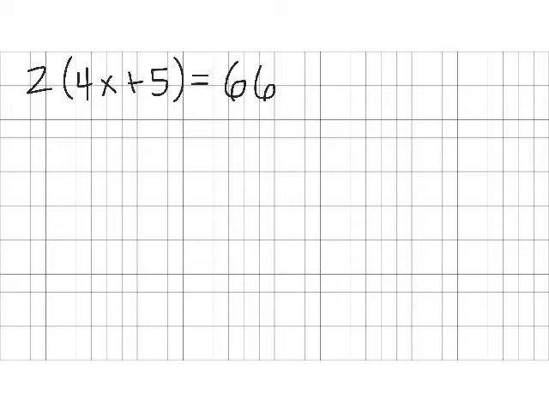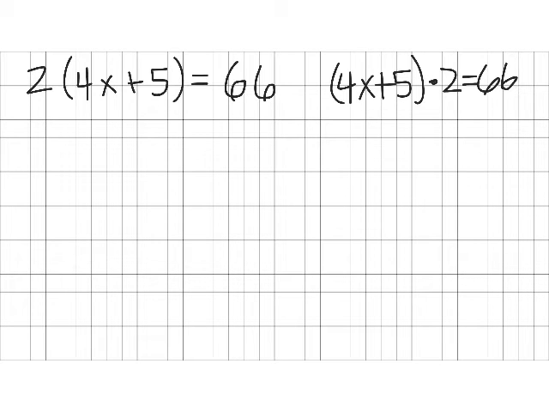Okay, so let's say we have the equation 2 times the quantity 4x plus 5 equals 66. And by the way, the 2, I've written it in front. It doesn't have to be in front. This is exactly the same thing as if I said 4x plus 5 and then times 2 equals 66. Those are the same thing. It's kind of conventional to put the 2 in the front, but it doesn't make any difference whatsoever.